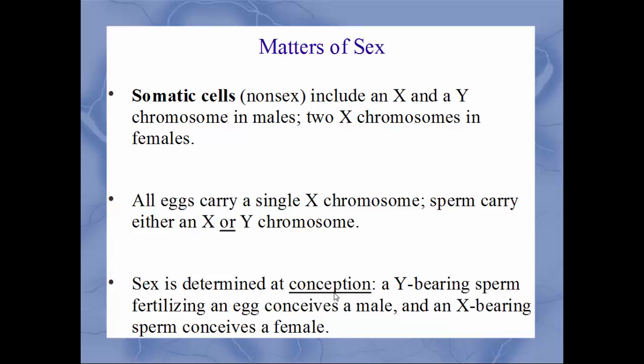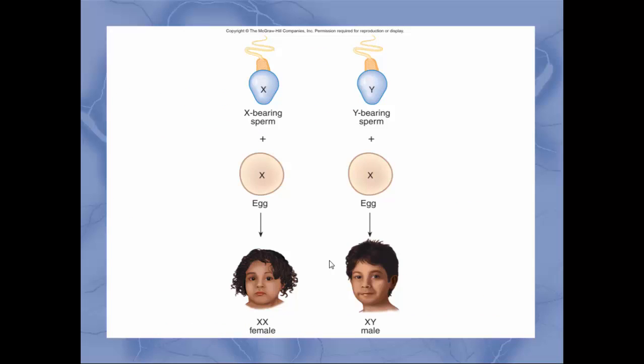Now all eggs in the female will carry a single X chromosome, but the sperm could carry either an X chromosome or a Y chromosome. So it is the sperm cell that actually will determine what sex the offspring will be. And sex is determined right at conception, or right at fertilization. If a sperm is bearing the Y chromosome, it will match up with the X in the egg and create a male. And if the sperm has an X chromosome, it'll meet up with the X in the egg to create a female.